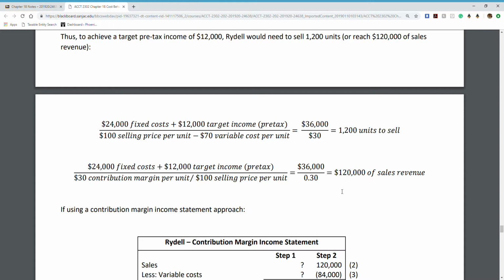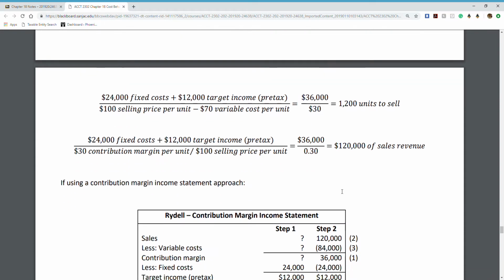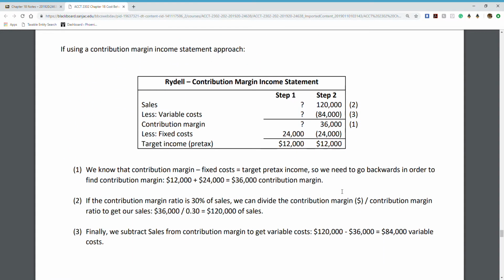Okay, so the ratio in itself says we may need to make 120,000 of sales revenue. Again, seems about right. So 24 plus 12, divided by our contribution margin ratio of 0.3, will get us to that amount. We can also use this in the income statement. Told you we're going to come back to this.